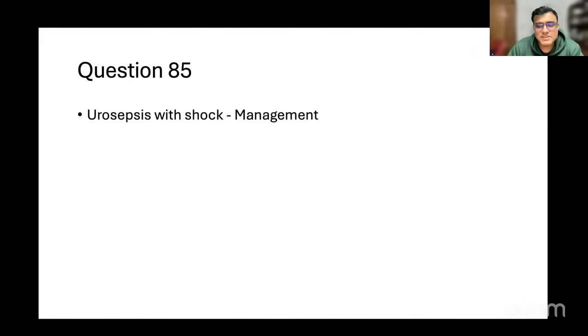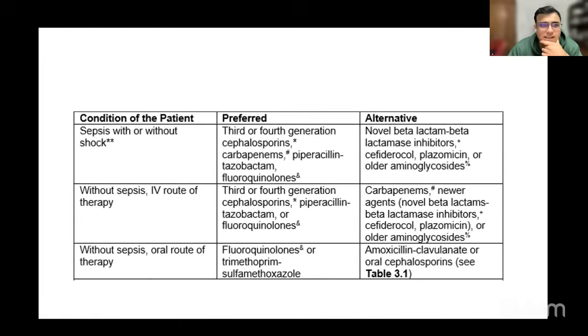Urosepsis with shock management. According to the 2025 guidelines, for sepsis with or without shock, preferred are third and fourth generation cephalosporins, carbapenems, piperacillin-tazobactam, and fluoroquinolones, if that was the option.